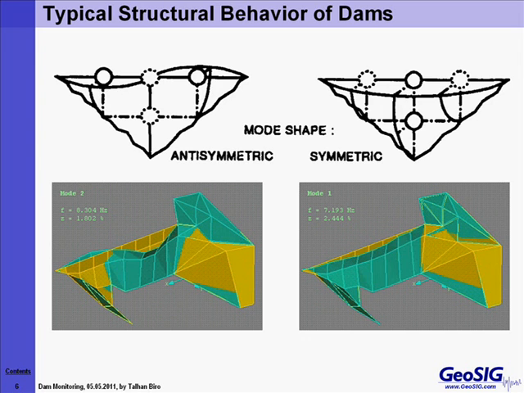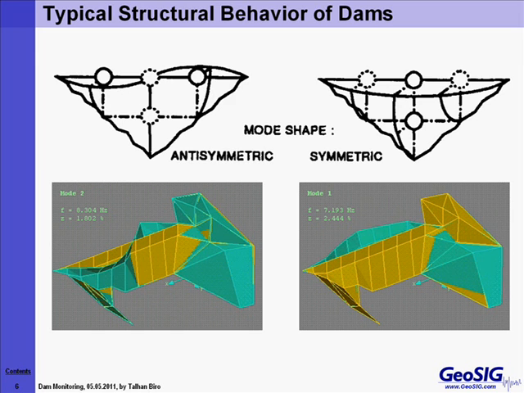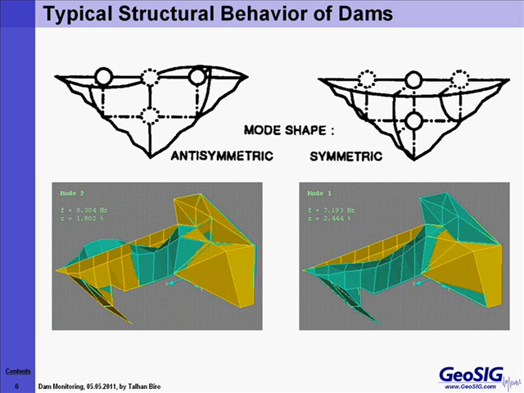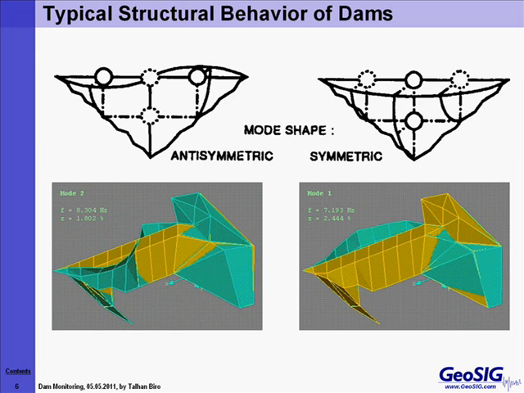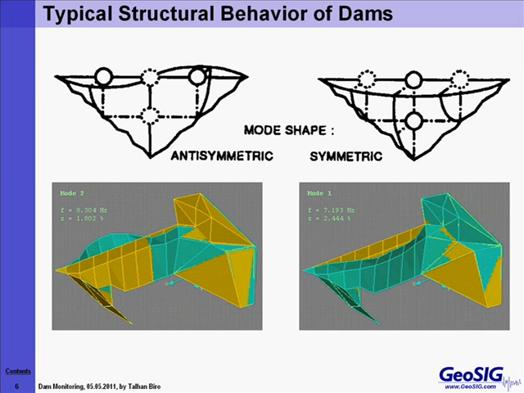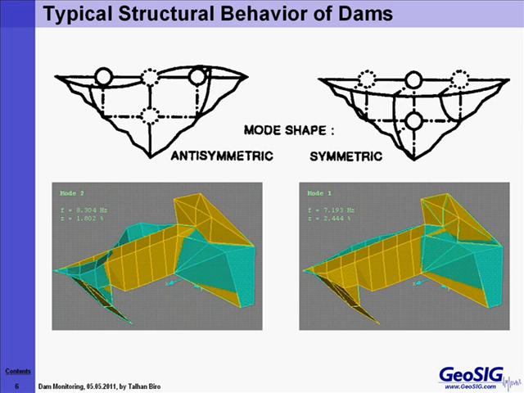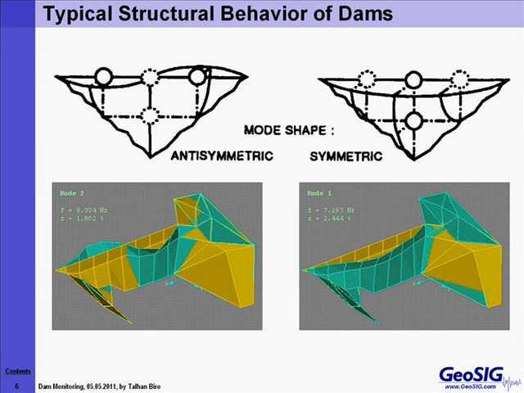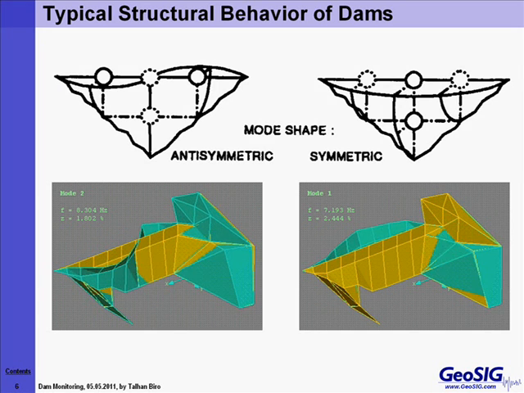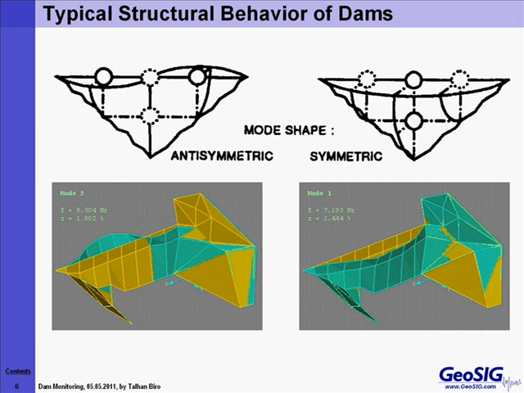And then you will see on the left is a second mode. As you see, this is an in-plane motion of the dam, in a way torsional or rotational movements. So these two are the major mode shapes, the structural behavior shapes, of structures like dams.